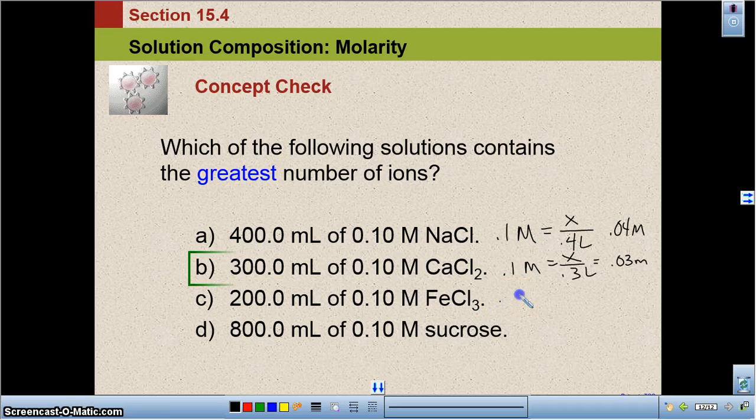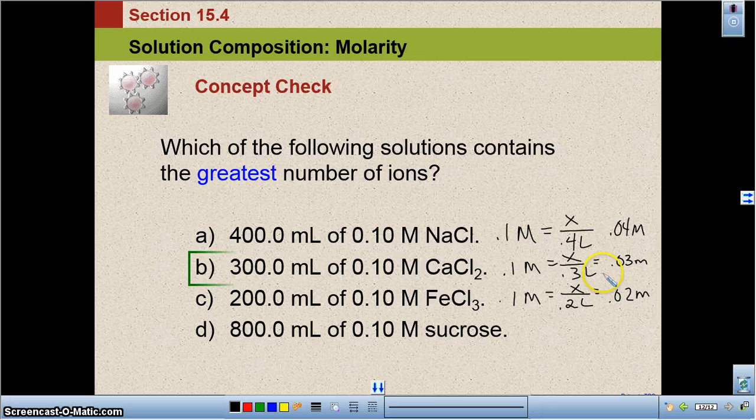If I have 0.1 molar solution of iron 3 chloride, and I have a total of 0.2 liters of that, I'm going to take 0.1 times 0.2 and come up with 0.02 moles of solution.